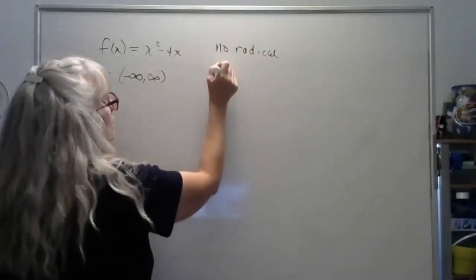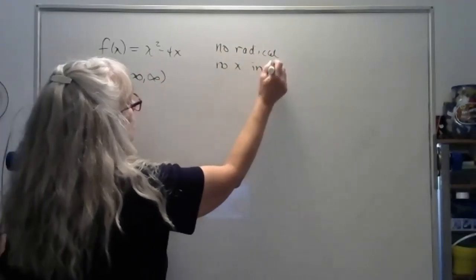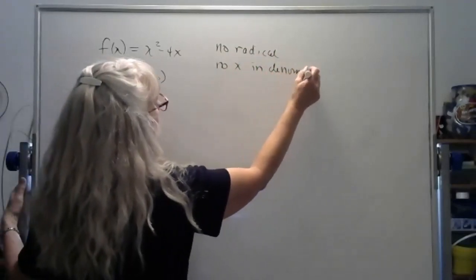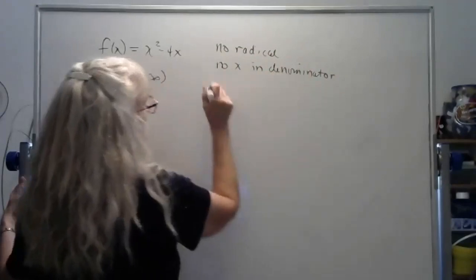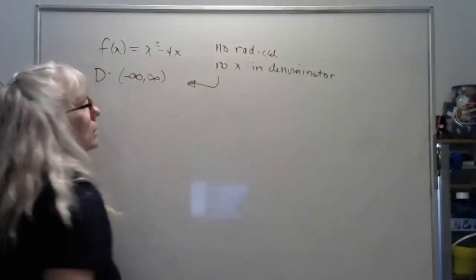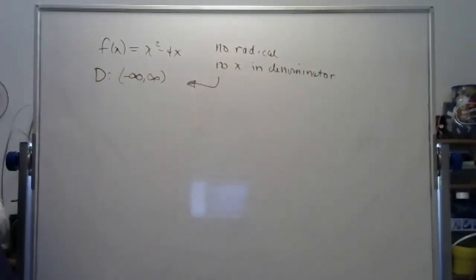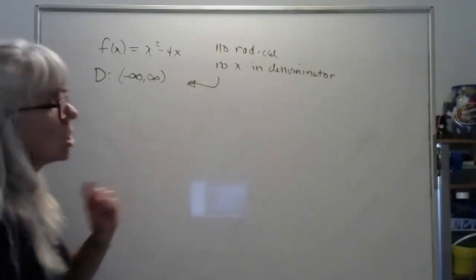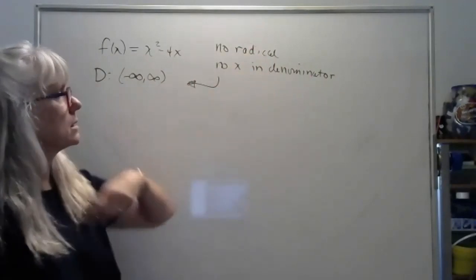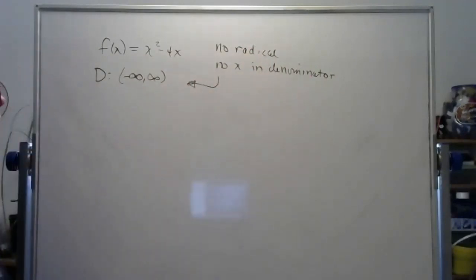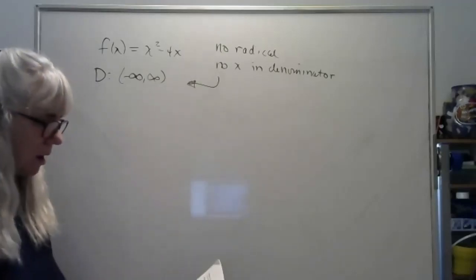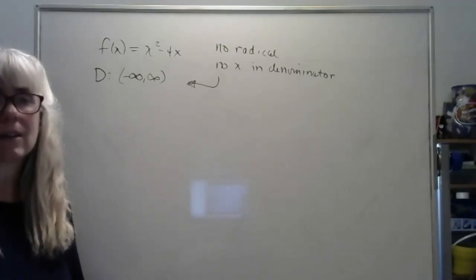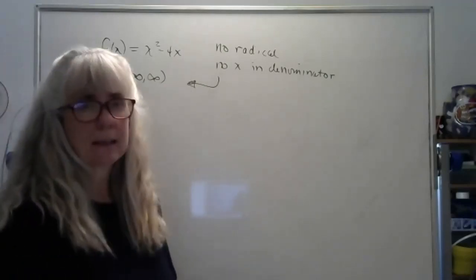So it has no radical. It has no x in the denominator. So that means that the domain is automatically all real numbers, negative infinity to infinity. Correct. So the only restrictions you have to worry about when we talk about domains currently are radicals and x in the denominator. Those are the only ones that I thought would cause the most trouble. Did anybody get a chance to look at it, and do you have any other questions about it that you want me to address?